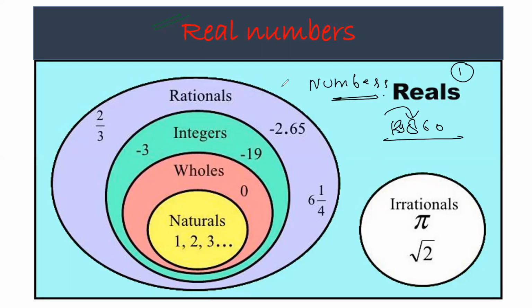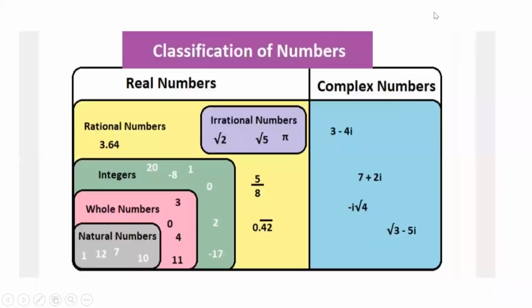Now we have so many types of numbers, right? There are two types of numbers basically. If you say the classification of numbers, the classification of numbers is of two types. One is real numbers and the second one is complex numbers, right? Real numbers are the combination of rational and irrational numbers. Okay, so is that clear? I think so. Real numbers are the combination of rational plus irrational numbers.